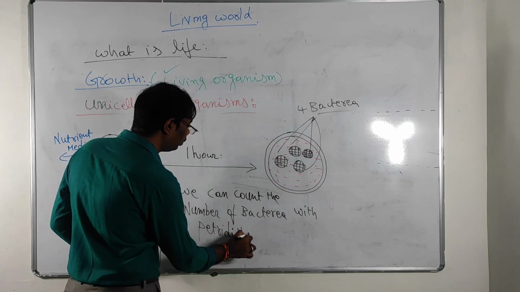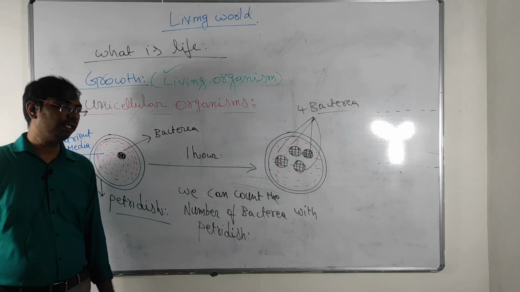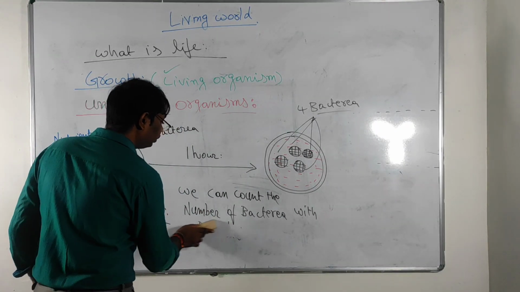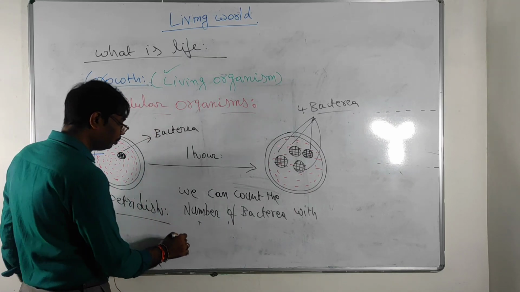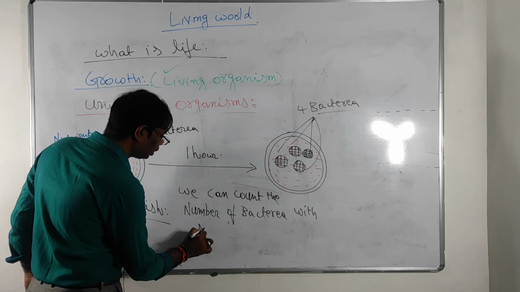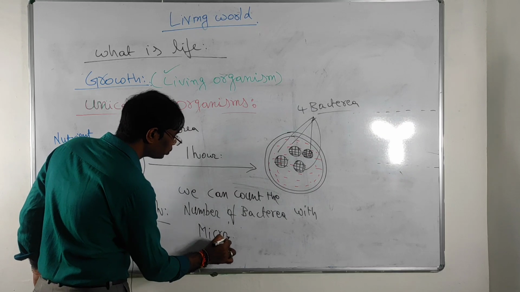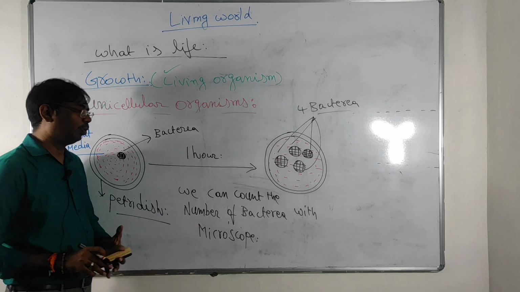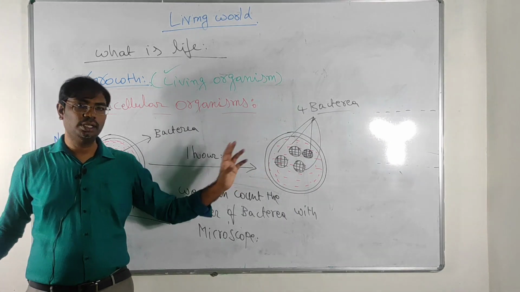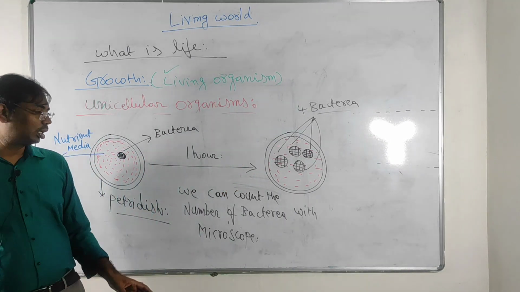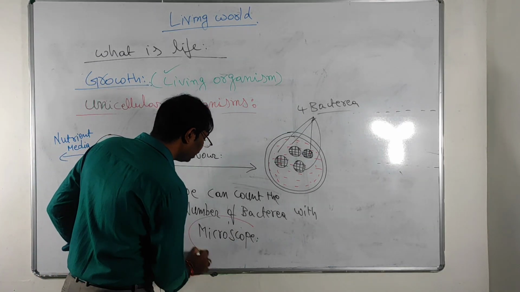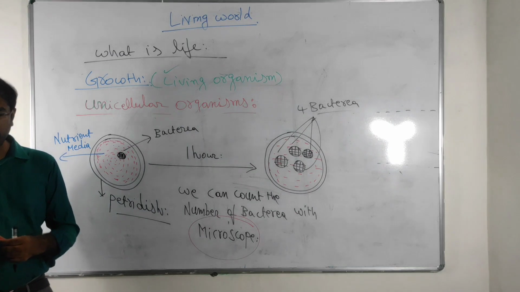Okay, so we can count the number of bacteria with the help of a microscope. Generally we will use a compound microscope for this. The microscope is very important for counting the number of bacteria, because we cannot observe bacteria with our naked eye, so we need to utilize a microscope for counting them.